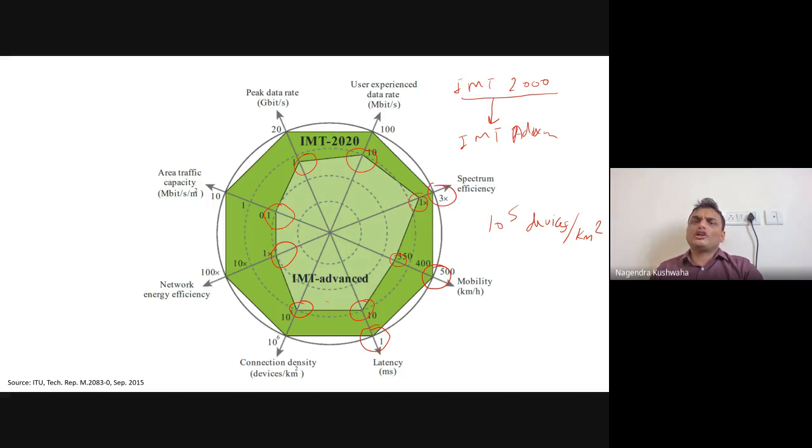Spectrum efficiency is also improved. User experience data rate is improved. We have improved our peak data rate to 20 Gbps.